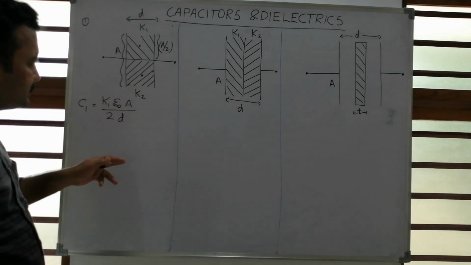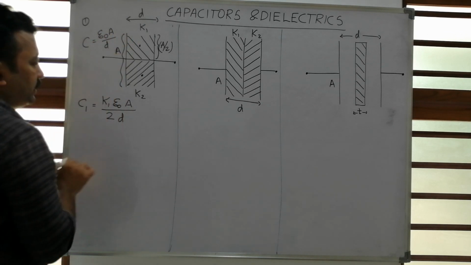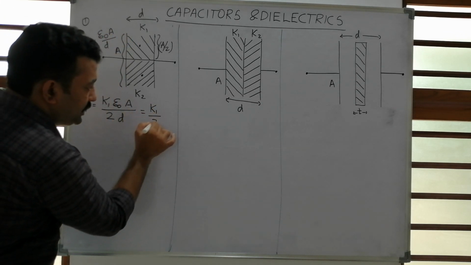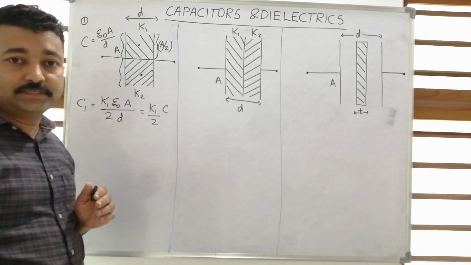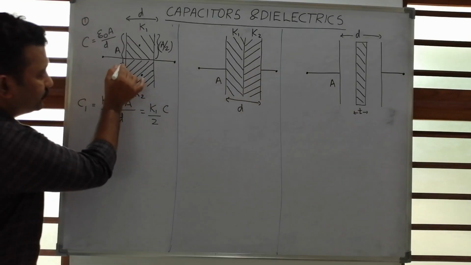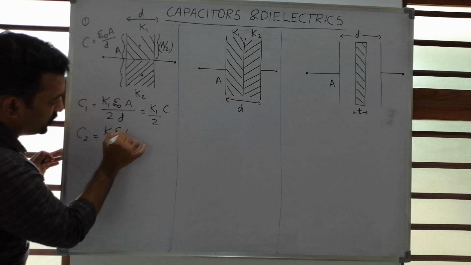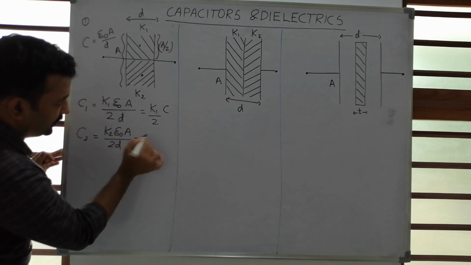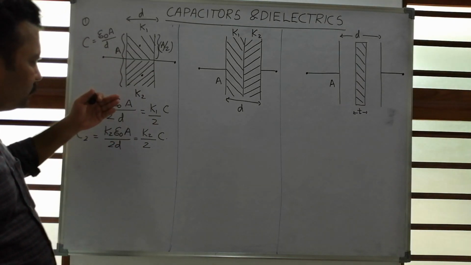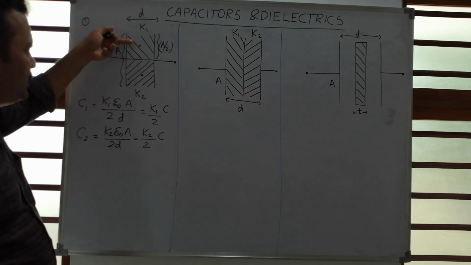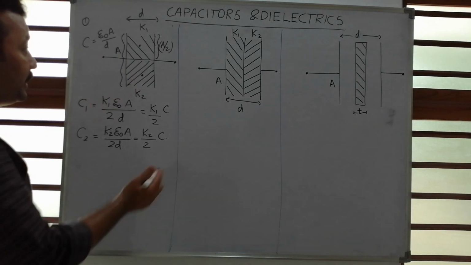If the initial capacity without dielectric is taken as C, then I can write this as K1 by 2 into C, because C is equal to epsilon 0 A divided by D. In a similar fashion, for the bottom half, C2 can be written as K2 epsilon naught A divided by 2D, which will be equal to K2 by 2 into C. So what we can observe is that the situation is just like one capacitance with K1 by 2 C and the other with K2 by 2 C. And how are they connected?